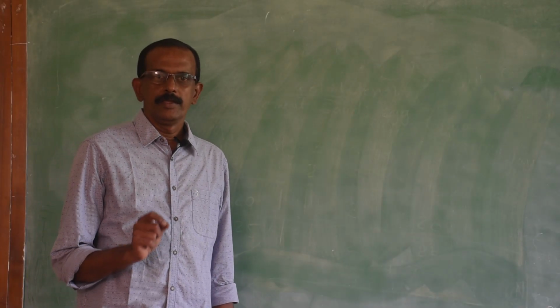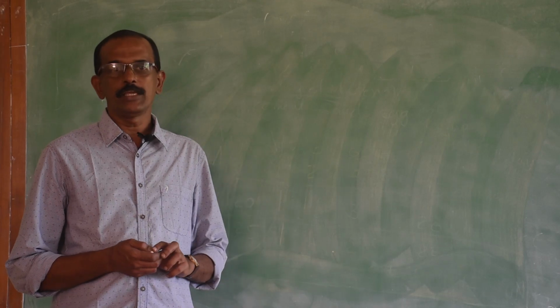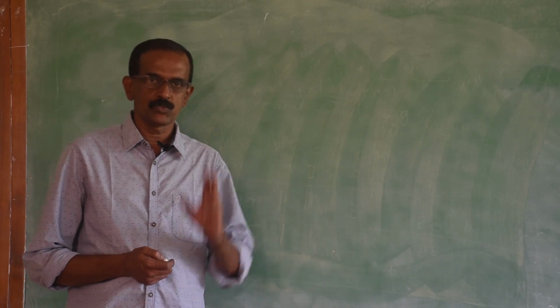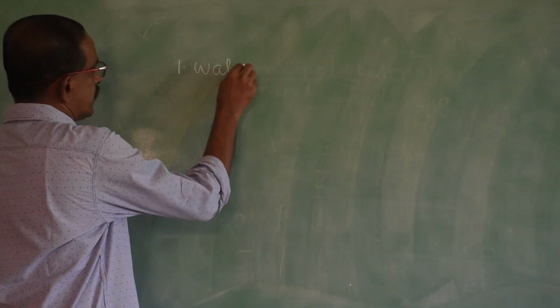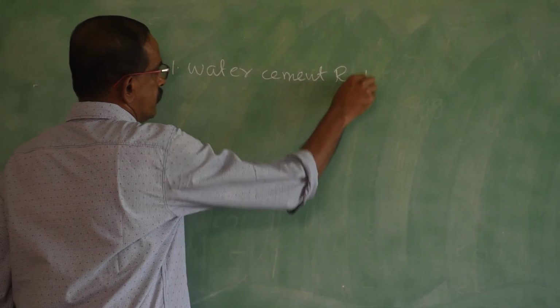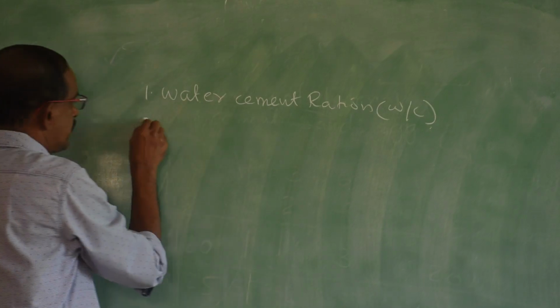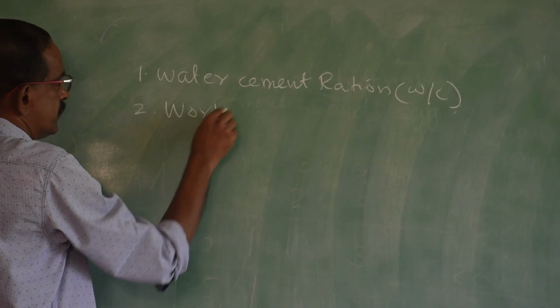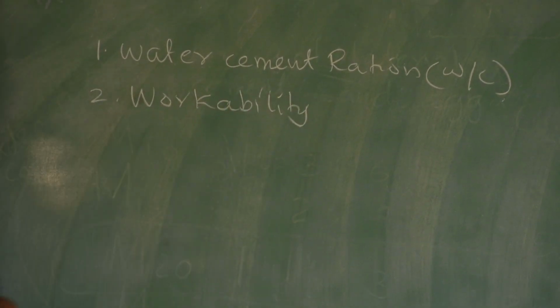Hi everybody. Now we will see two important terms in concrete, very important terms. They are one, water cement ratio, usually represented like this W/C. And the second term is workability. The first one, water cement ratio.